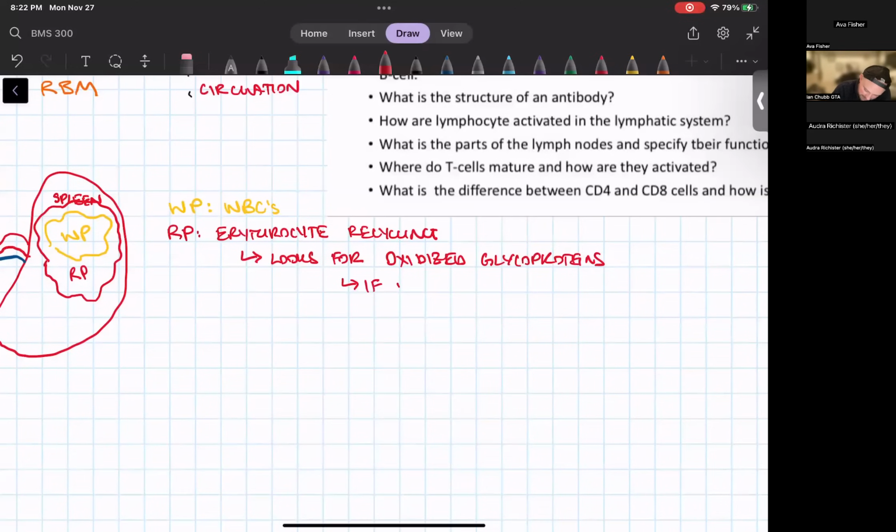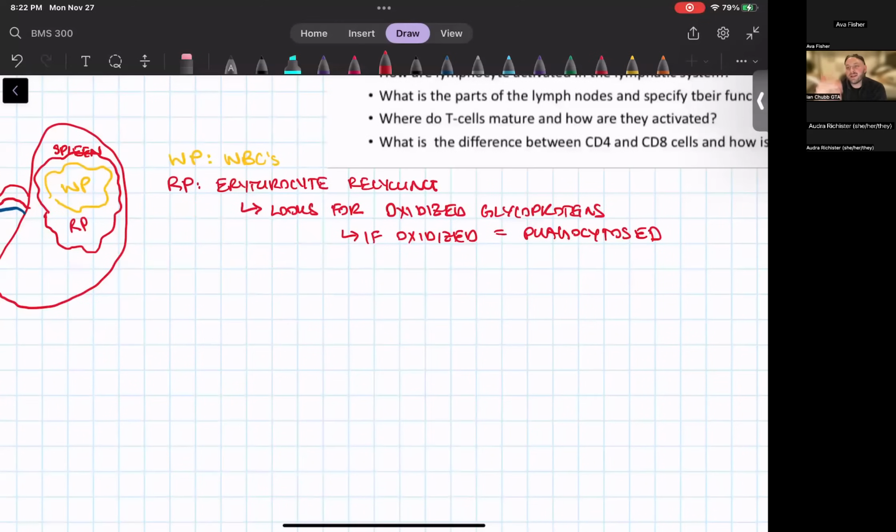So if oxidized, then it will be phagocytosed by a macrophage. So the macrophage will eat it up. And then all of those leftover parts go out to the liver where they can be recycled. Usually our bodies are pretty low in iron. It's not a nutrient we can make. So we try to recycle that iron that comes from the red blood cells in the liver. We can recycle it and reuse it.